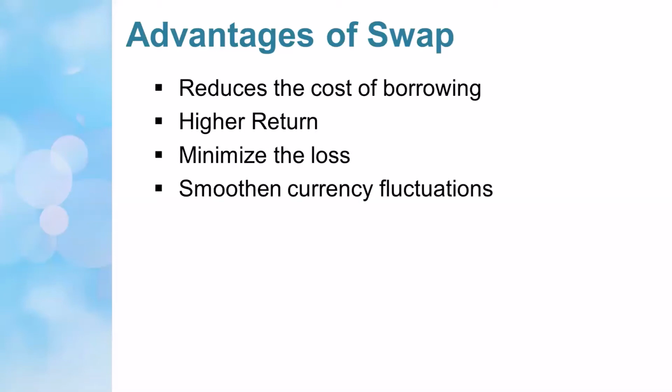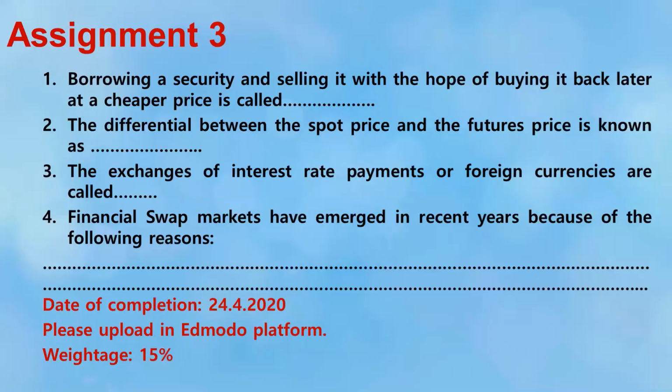Okay, so that's it. It's all about swaps. Now you have your assignment 3, which is to be completed by the 24th of April. It's very simple questions. The first 3 questions are objective in nature, and for the 4th question, you can try to find out the reason why financial swap markets have emerged or become very popular in India in recent years. You can also reflect on the global scenario. This carries a weightage of 15%. Thank you, dear learners.